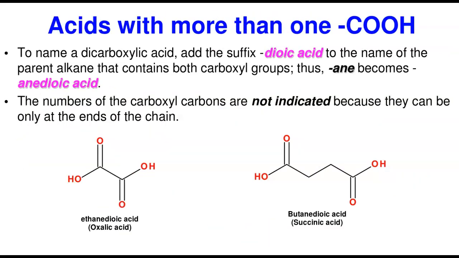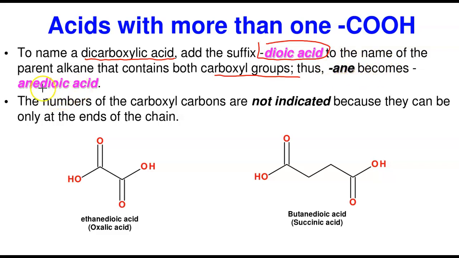Okay, now let's talk about those organic acids or carboxylic acids with more than one COOH, with more than one carboxylic group. To name the dicarboxylic acid, we add the suffix dioic. Remember, we just say oic. In this case, there are 2, so we say dioic to the name of the parent alkane that contains both the carboxylic groups. What it means is that the ANE will become ANE dioic acid.